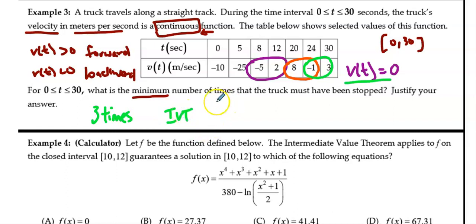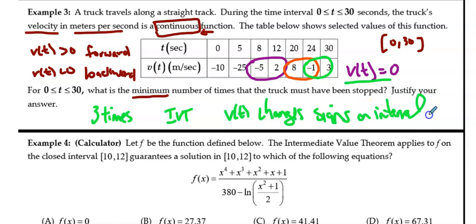By IVT, we could also say that velocity is 0, or velocity changes signs. This is how I would justify it using particle motion. Velocity changes signs on the intervals that you see, and then I would list them all out, but I don't need to do that right now. All right, so there's our idea for example number 3.